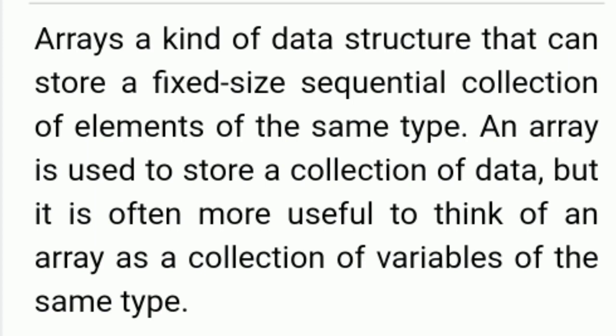What is an array? An array is a kind of data structure that can store a fixed-size sequential collection of elements of the same type. An array is used to store a collection of data, but it is often more useful to think of an array as a collection of variables of the same type.